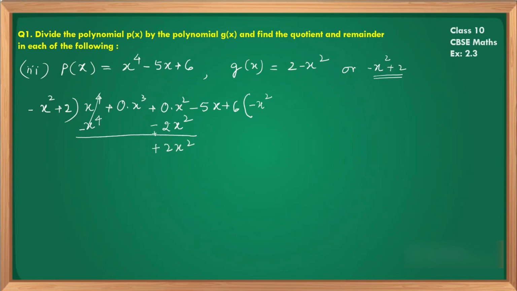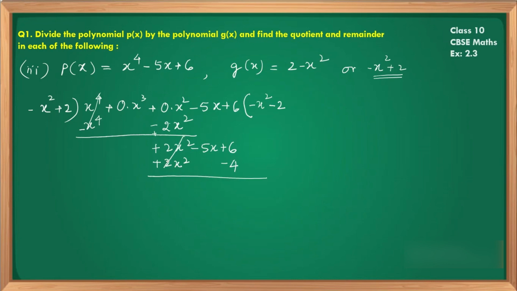Because this is 0, you are adding 0 with plus 2x square. Therefore you get 2x square in the bottom. The remaining you can rewrite as it is, minus 5x plus 6. Now to get 2x square with minus x square, what should be multiplied? Minus 2. Because with this minus, you multiply this minus, you get plus, and 2 into x square gives you 2x square. So you get plus 2x square, and minus 2 into plus 2 becomes minus 4. Write down below the constant number.